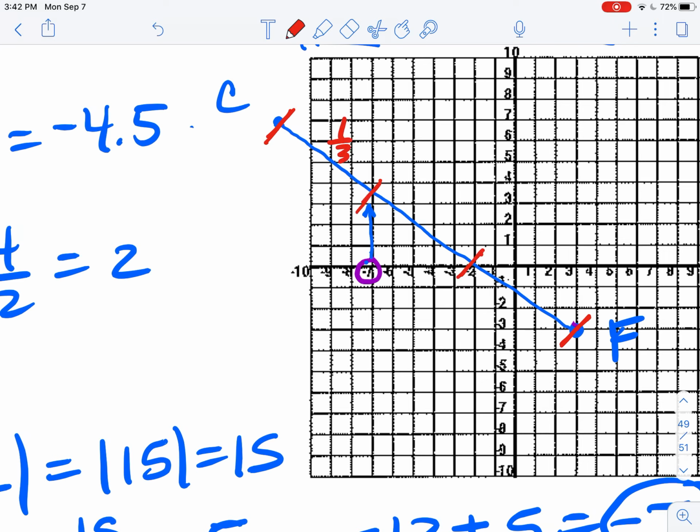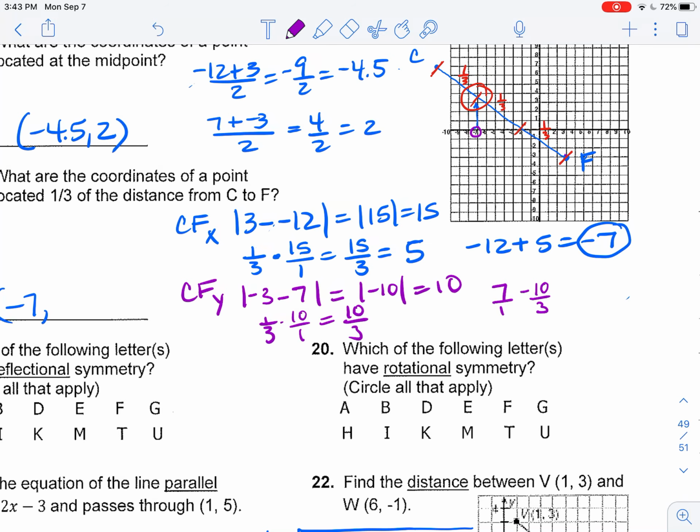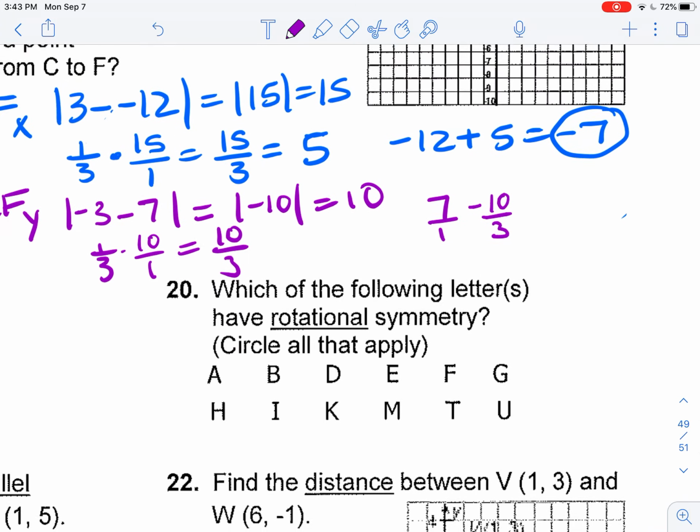And so we can see we're in the right ballpark. We're doing this right. But we've got to figure out what that value is. All right, so I'm going to subtract 10/3. Now, you may have forgotten how to subtract fractions.